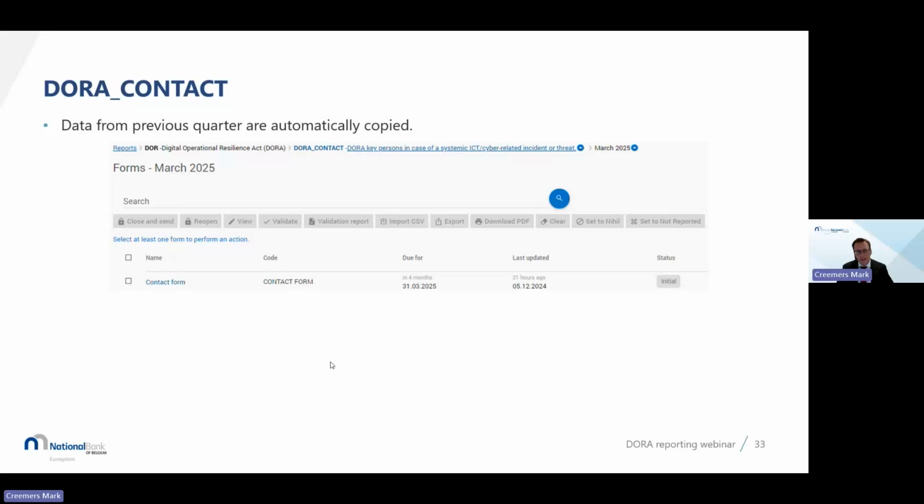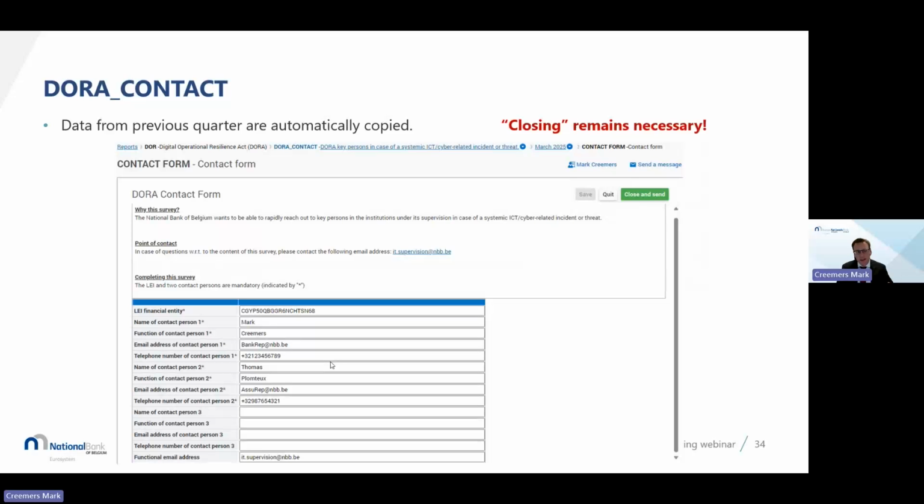When you go to the next quarter, you can see, for instance, here for March 2025, that the status is initial when you open it for the first time. But when you click on the link and you go into the template, it will be completed automatically. So the data from the previous quarter are copied here automatically. If nothing has changed, the only thing you need to do is close it. So that is available on the right, close and send it, and the process is finished for you.